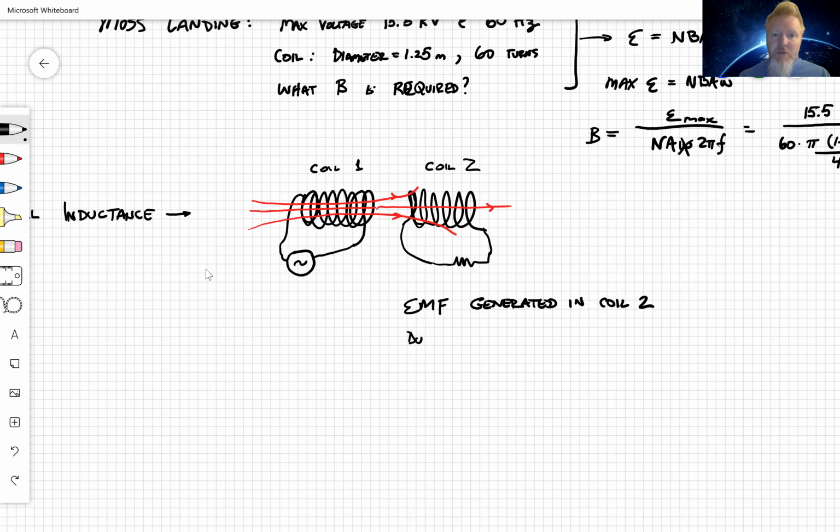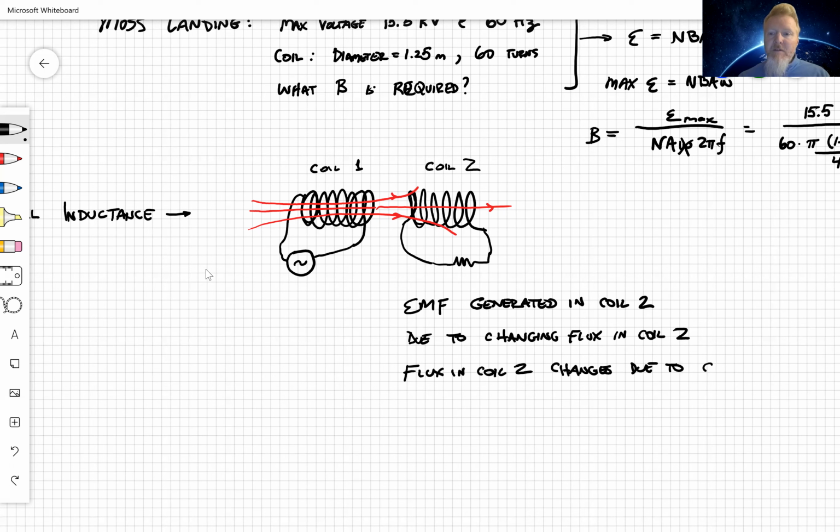And it's due to changing flux in coil two. The changing flux is due to that changes. It changes due to the changing current in coil one. Okay.